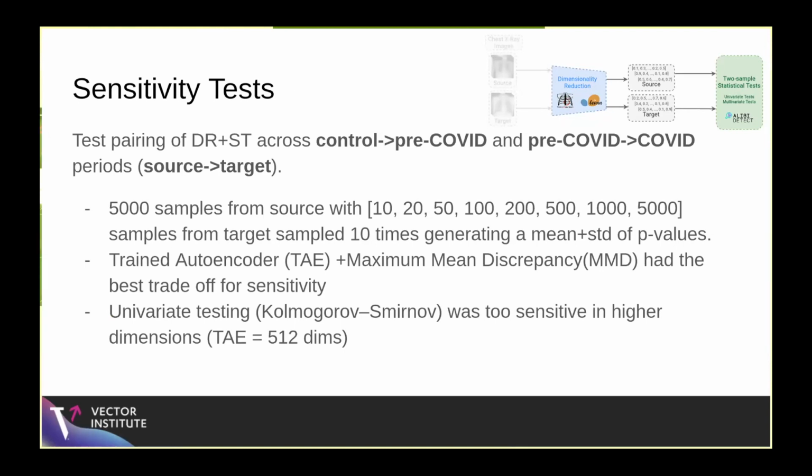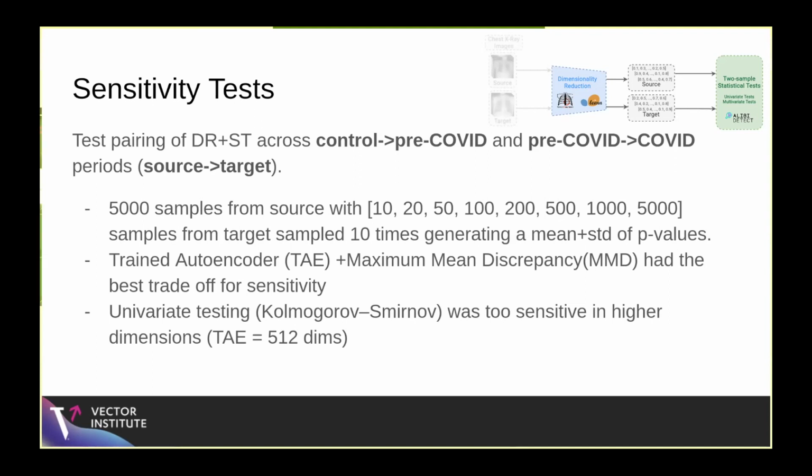So the first thing we start with are a series of sensitivity tests to test pairings of dimensionality reduction techniques and statistical tests. So we use 2 domains for source and target. We use control and pre-COVID, and then we have another set of drift experiments for pre-COVID to COVID. So we establish a control and then a shift due to COVID.